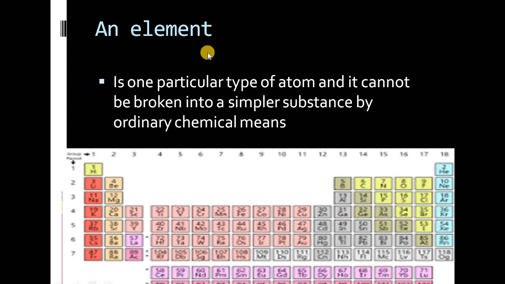Now, what's an element? It's a particular type of atom, and it can't be broken into a simpler substance by ordinary chemical means, like burning the material, or cutting it into small pieces using specific chemicals. This can't be done for an element, and we find the elements in the periodic table, as you are seeing here in this figure.